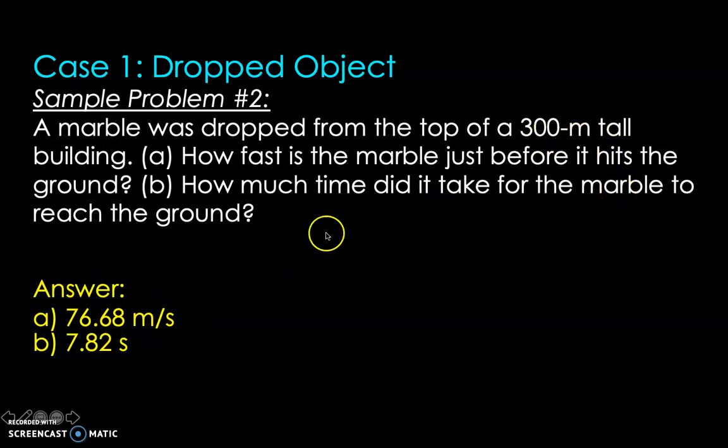Okay, aside from that, how much time did it take for the marble to reach the ground? 7.82 seconds is also quite reasonable. It's not that fast, it's not that slow either, because 300 meter is actually pretty tall. But take note also that because the marble is accelerating continuously at 9.8 meters per second squared, it can easily get to the ground really quick. Even if this is high, it's like a skyscraper, I think.